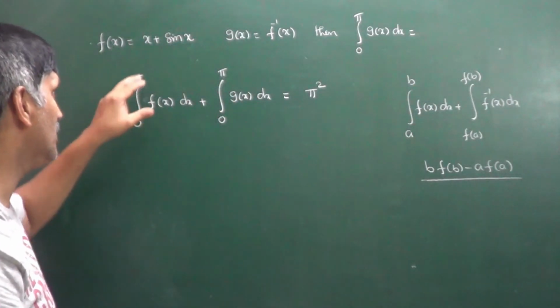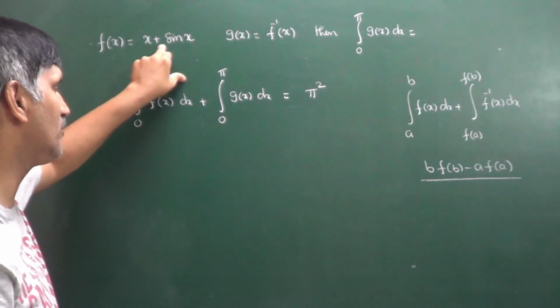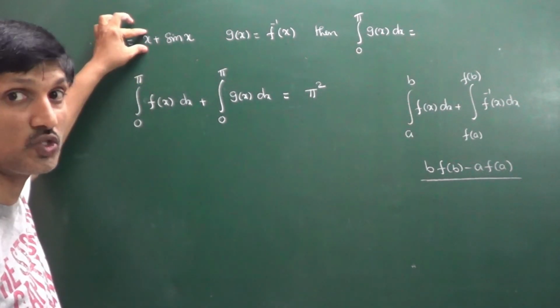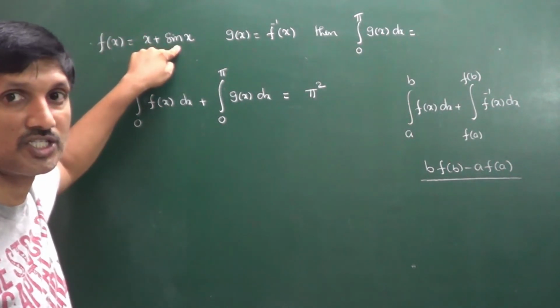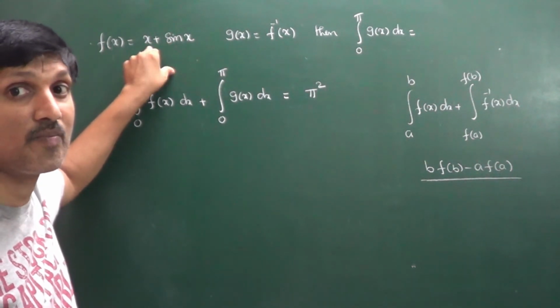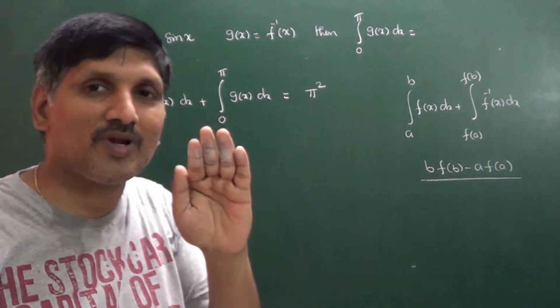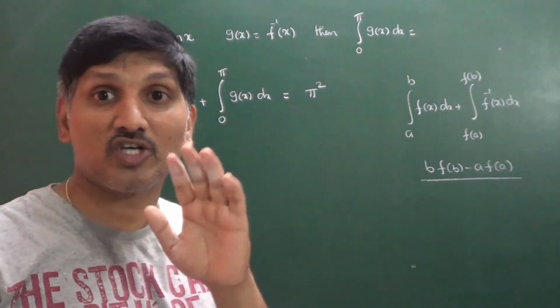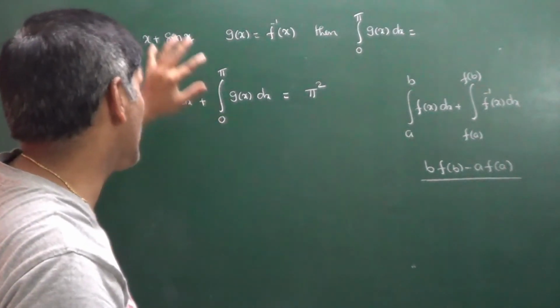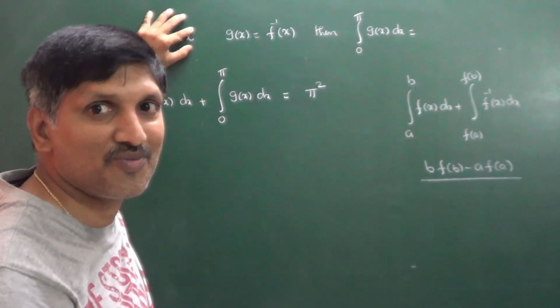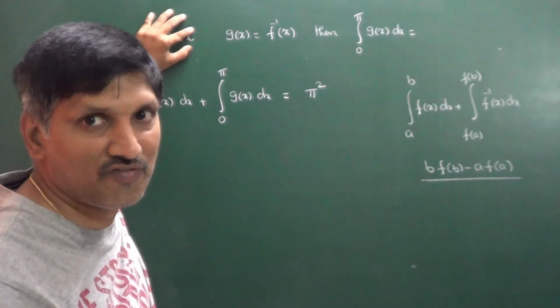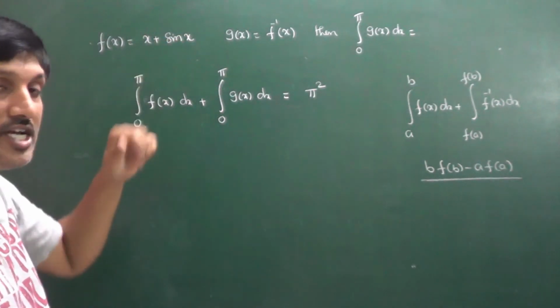Yes, you can observe it is a strictly increasing function. Its differentiation is 1, and sin x's differentiation is cos x. 1 plus cos x, the value of 1 plus cos x is always positive. That's why f dash of x greater than 0 means the function is an increasing function. So it is a strictly increasing function.